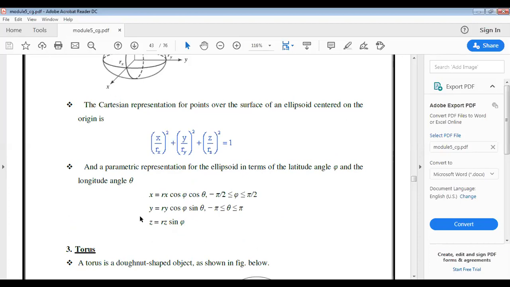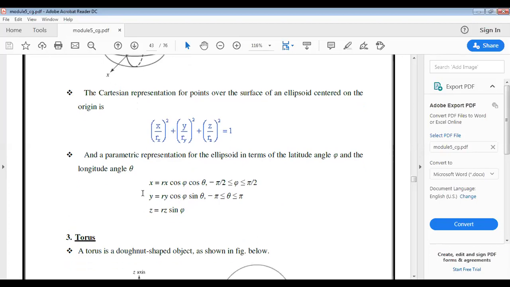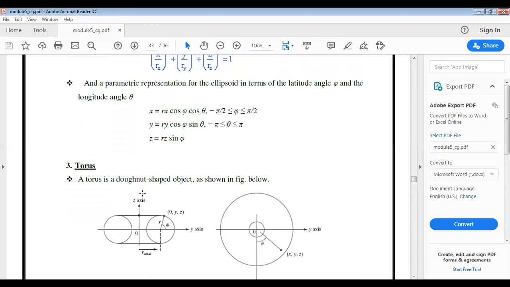Okay, right, this is x, y, and z of any point on an ellipse. Okay, fine. So now coming to the next type, what is the next type? It is the torus. What is the shape of the torus? The torus is nothing but a donut shaped object.